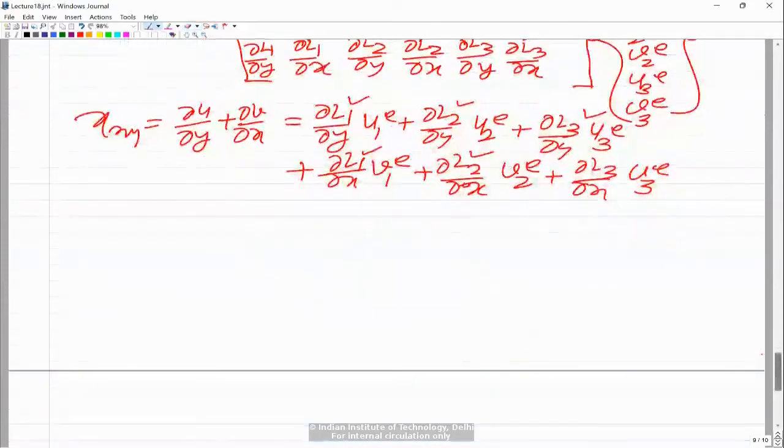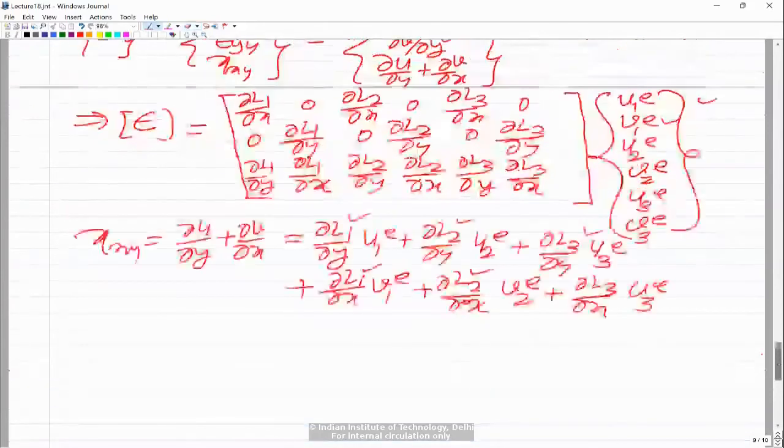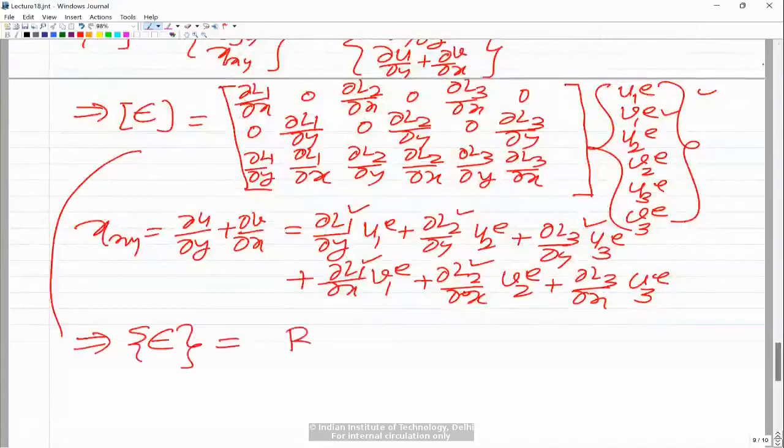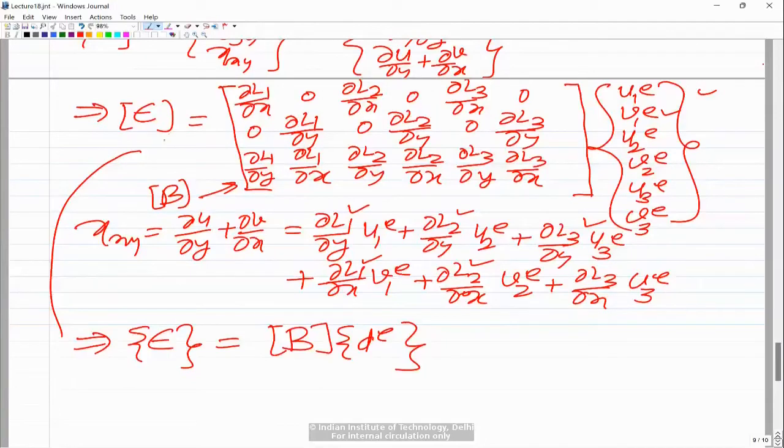And so now if you look at this relationship, we can say that epsilon would be equal to B into de. So this matrix is basically B. Now you see strain is a 3 by 1 vector, this strain displacement matrix is 3 by 6, and this vector d, which we have already defined, is a 6 by 1 vector. So you see this is 3 by 1, this is 3 by 6 and 6 by 1. So the matrix vector multiplication is consistent.